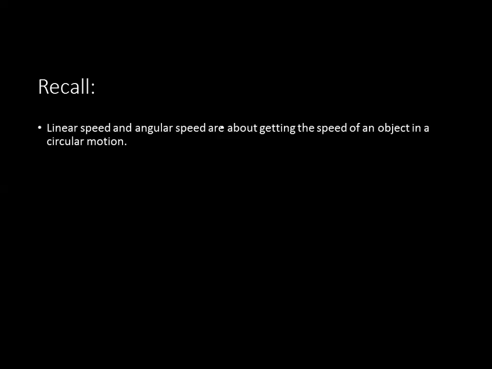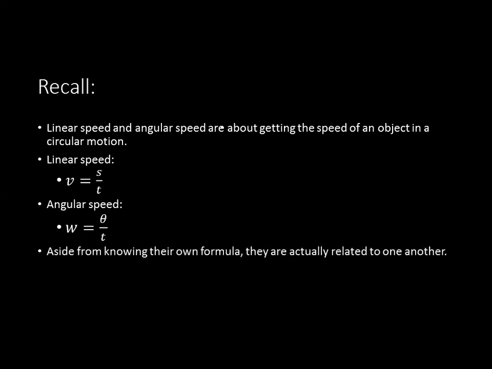So let's have a recall. Recall that linear speed and angular speed are about getting the speed of an object in a circular motion. The formula of the linear speed is v is equal to the arc length divided by time, and for angular speed, W is equal to theta all over time. Aside from knowing their formulas, they're actually related to one another. How are they related?